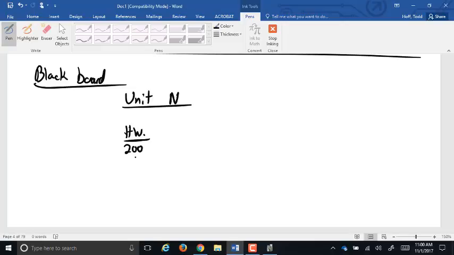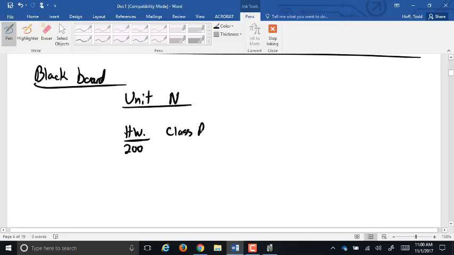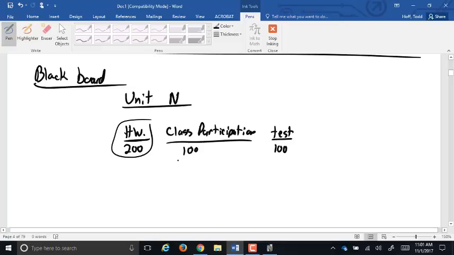Anyway, so your homework grade is out of 200 points. There's class participation for doing the class activities. Because I don't have any attendance records, I just gave everybody the 100 points for class participation for Unit N. And then there's a test out of 100 points. So that's how your grade is breaking down so far for Unit N: 400 points, half of it is the homework, 1/4 is the class participation, and 1/4 is the test. And that's how I'm going to do the other 2 units as well.